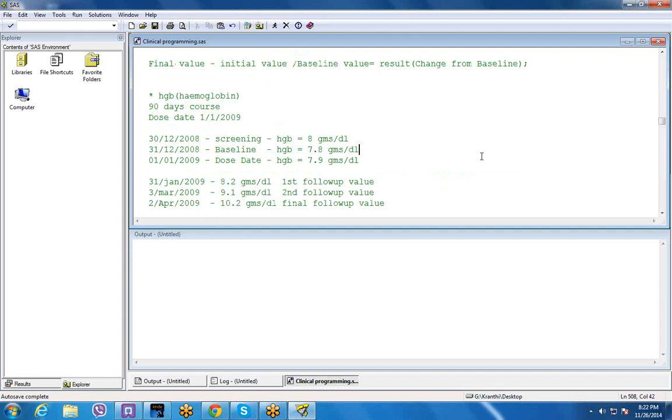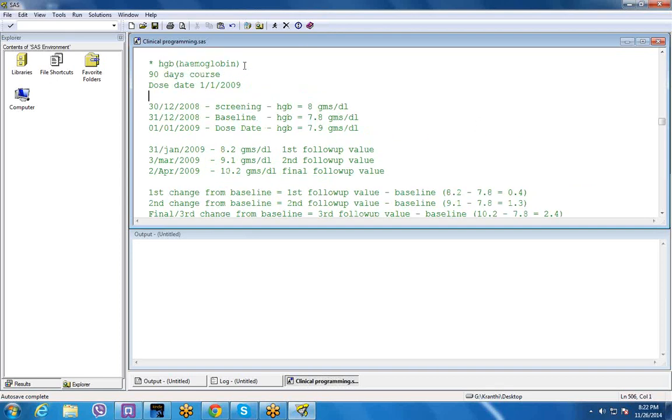We are taking one more example here. Hemoglobin. The anemic patients have a lower blood percentage. It's a 90 days course. Dose given on 1st January. On the dose given day also we collected the information. And on 31st December it was 7.8 and then on 30th December 8.